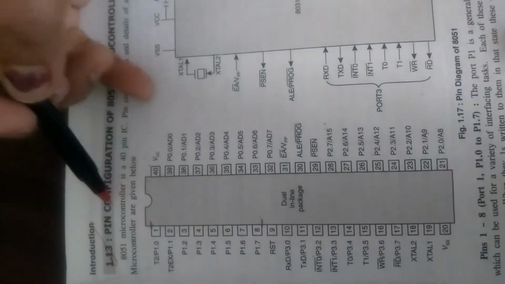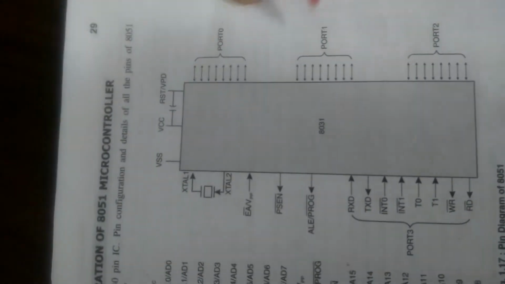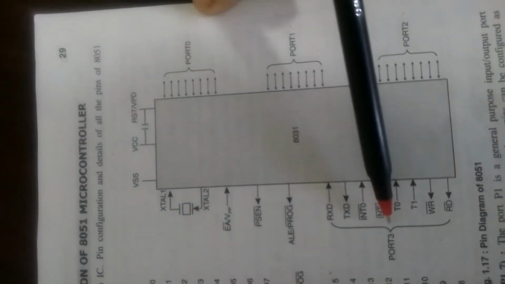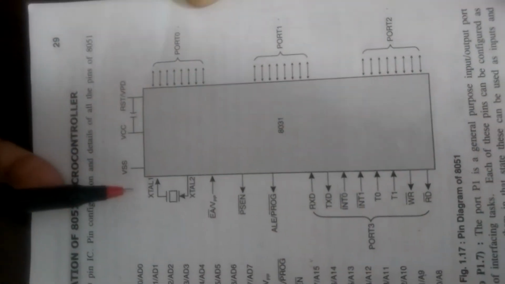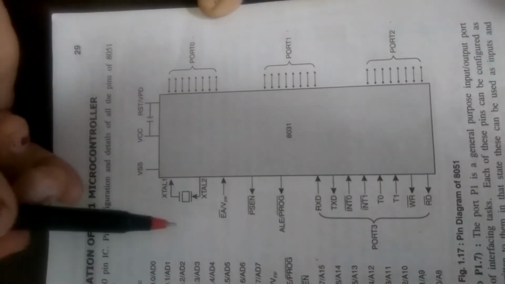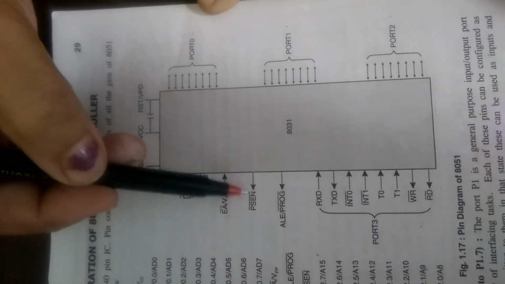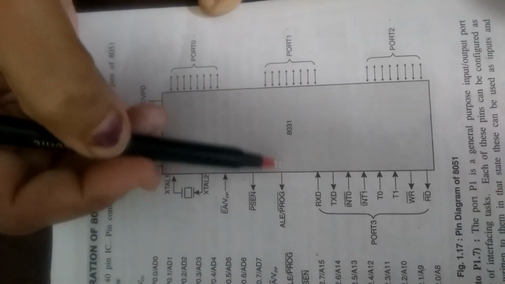It has 40 pins, and in this diagram the voltage is given. This is your port 0, this is your port 1, this is your port 2, and this is your port 3. You have 4 ports here. This is XTAL1, this is XTAL2, this is EA, and this is the PSEN port, and this is the programming pin. All programming is done by this pin. This is the pin configuration of the microcontroller.